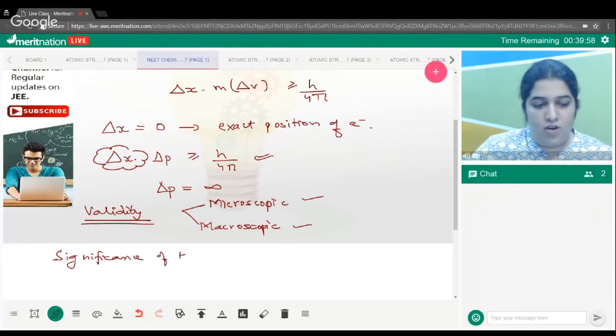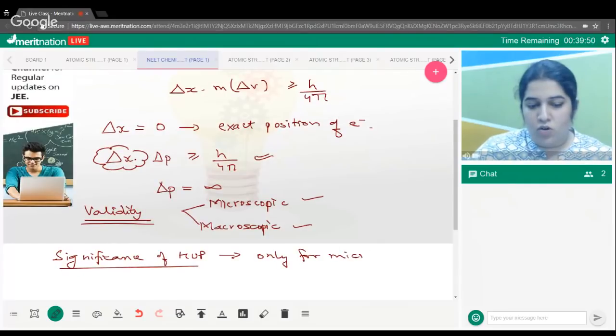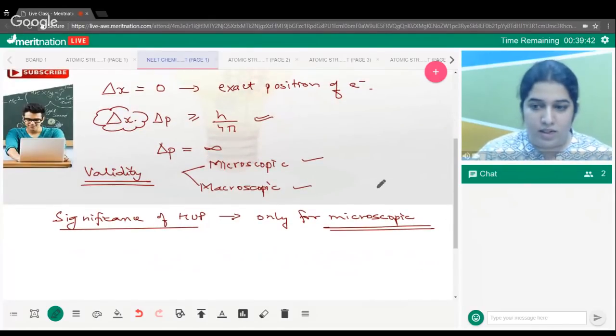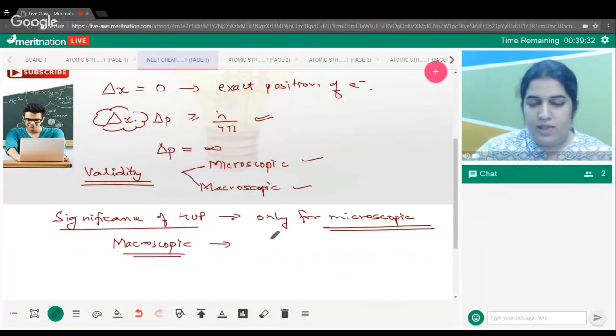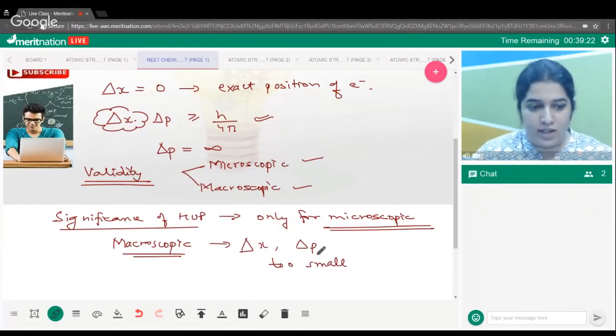So significance of Heisenberg uncertainty principle, it is only significant for microscopic objects. It is only for microscopic particles, that is electrons or subatomic particles. Exactly, very nice. For macroscopic objects, what happens if we tend to apply the Heisenberg principle there? Then the uncertainty in position, or the uncertainty in the momentum that we get, it is too small to be considered. It's negligible. It's very, very small there.